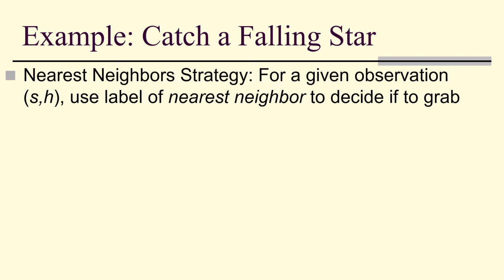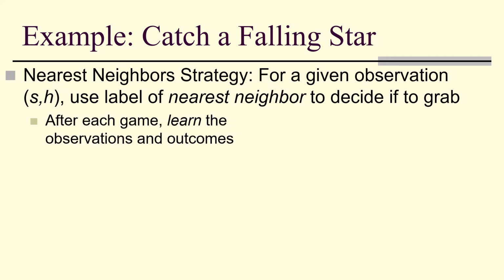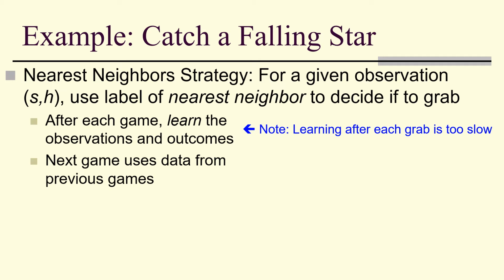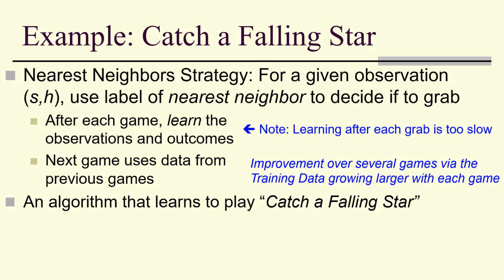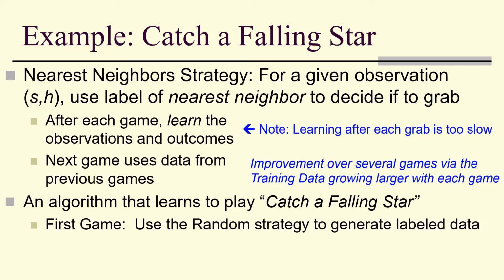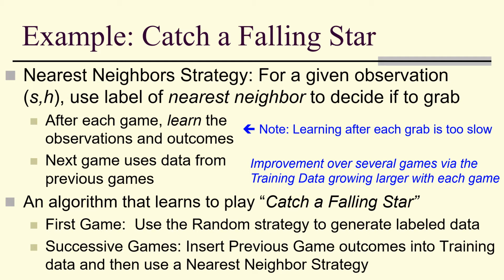So the nearest neighbor strategy: for a given observation, use the label of its nearest neighbor to decide whether to grab. After each game, you can learn the observations and the outcomes, but learning after each grab tends to be too slow. The next game then uses data from previous games, since you get training data that's growing larger with each game. The result is an algorithm that learns to play Catch a Falling Star. The first game, you use the random strategy to generate label data, and then after that, you repeatedly insert previous game outcomes into the training data and use a nearest neighbor strategy.